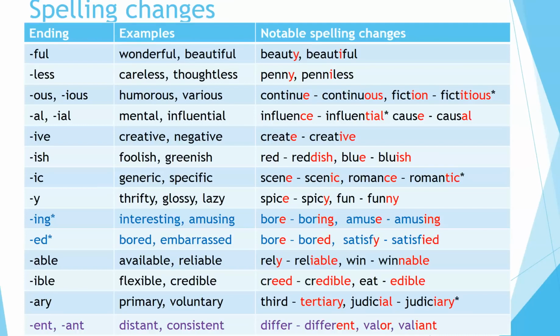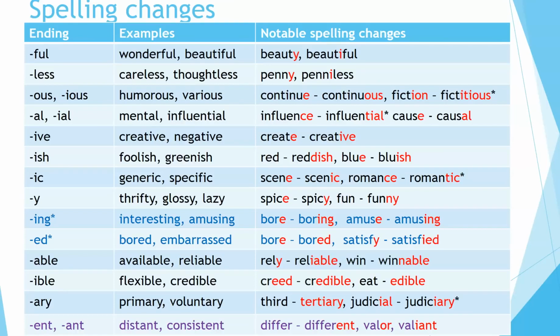OUS, IOUS: humorous, various. Notice vary changes to various. There are some other changes with some words like this as well. For example, continue ends in a silent E. We drop the silent E before we add the ending, continuous. Fiction is a kind of special one. We add an extra syllable in the middle. Fiction, fictitious.